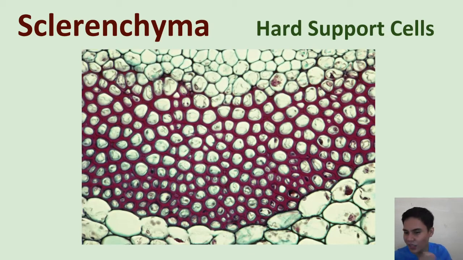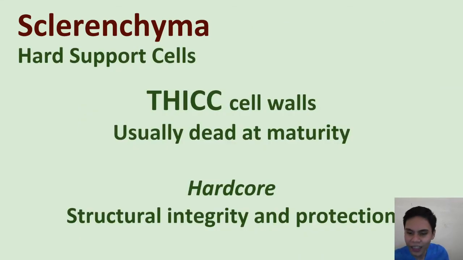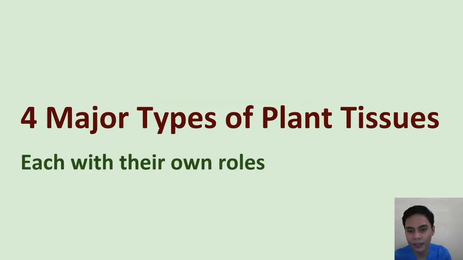Next, we have the sclerenchyma. If collenchyma is the soft support, sclerenchyma is the hard support cells. You can see in this picture that they have very thick cell walls, and they're usually dead when they're fully mature because the cell walls are just too dang thick. So they're hardcore, they produce very hard structural integrity and protection. Usually this is in the outer layers of your plant.